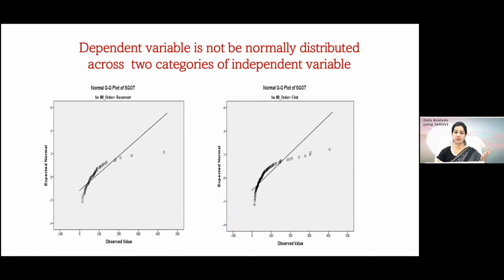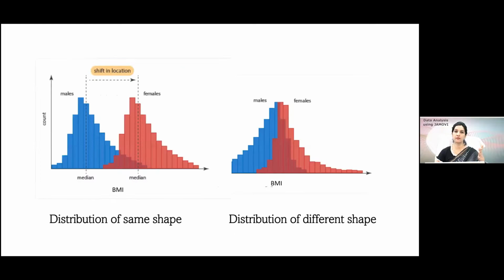So in this case, you can see that this is the SGOT, and these are the two skewed Q-Q plots. So in this case, since it is not normally distributed, we will apply the Mann Whitney U test. This is one example when there is a skew, but both distributions are of different shape.